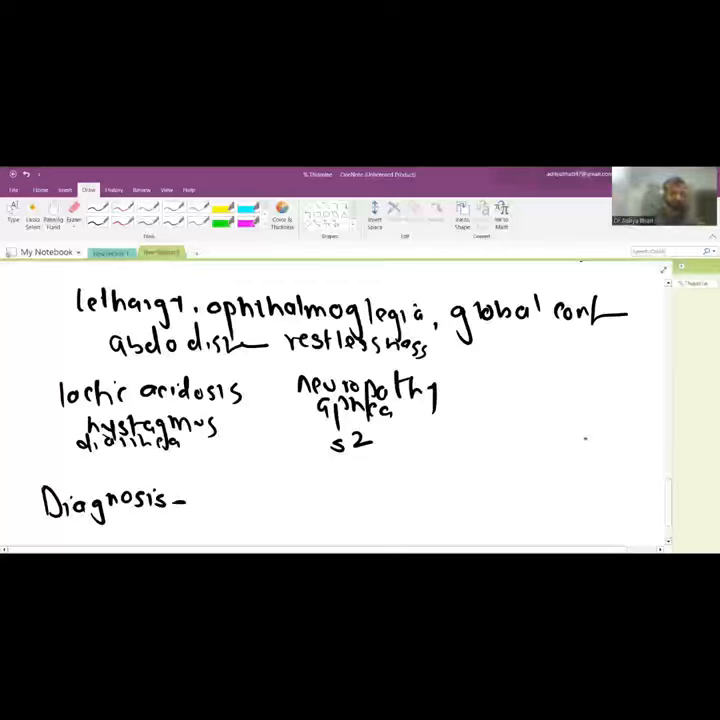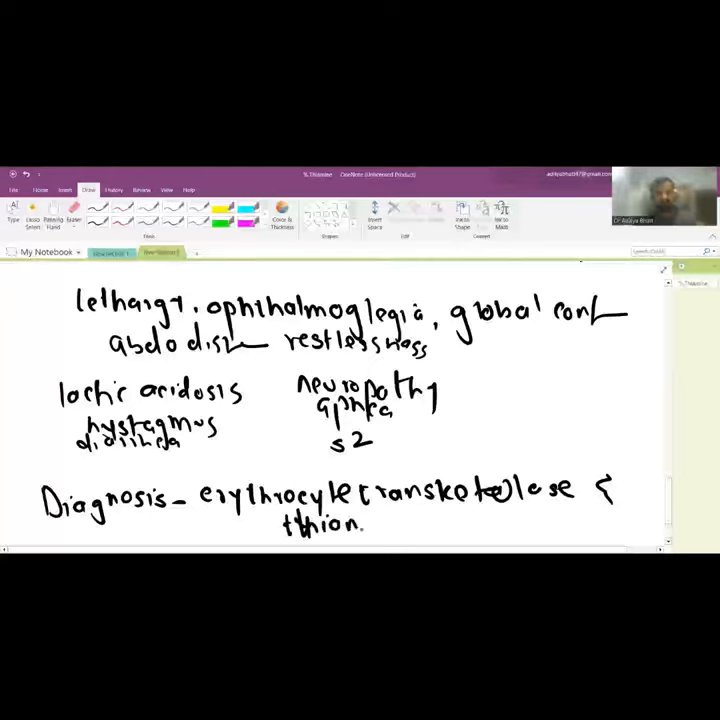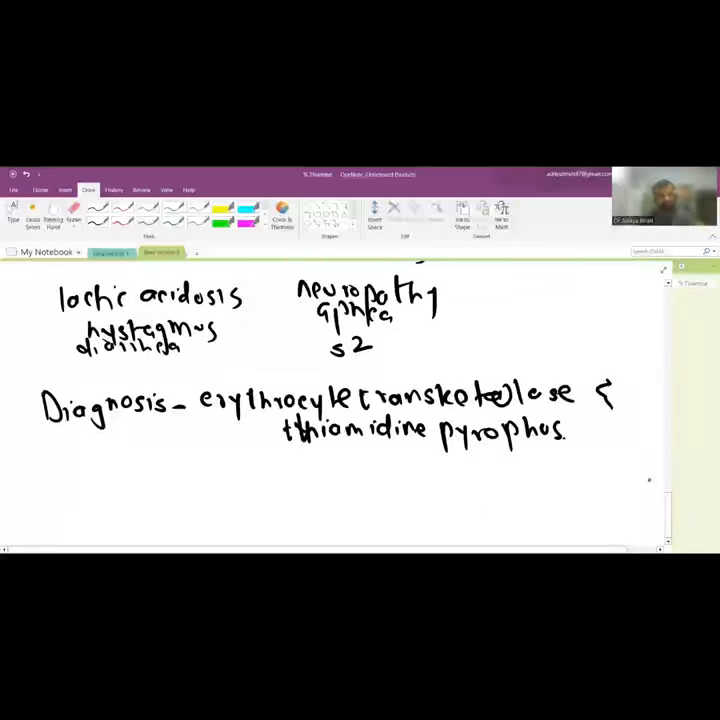Now, for the diagnosis of thiamine deficiency, there are two enzymes that we measure. One is erythrocyte transketolase activity. And second is thiamine pyrophosphate. So these two enzymes are measured for the deficiency of thiamine. And the first one, erythrocyte transketolase, is actually the investigation of choice for diagnosis of thiamine deficiency.